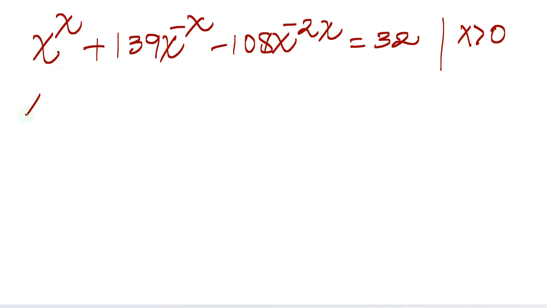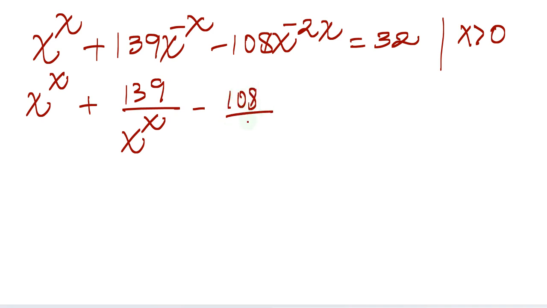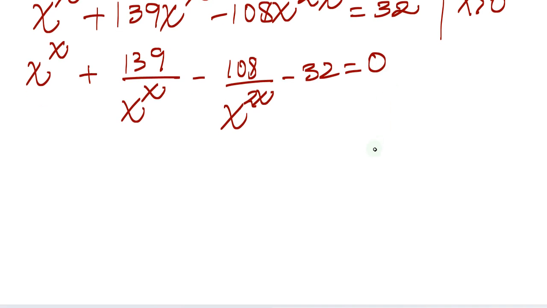So I'm going to keep this one, x to the x, and then plus this one will be 139 over x to the x, and then minus 108 over x to the 2x, positive here, and then minus 32, and this is equal 0. So now we can see that the common denominator here is going to be x to the 2x, right? So this one here we will need to multiply by x to the x.